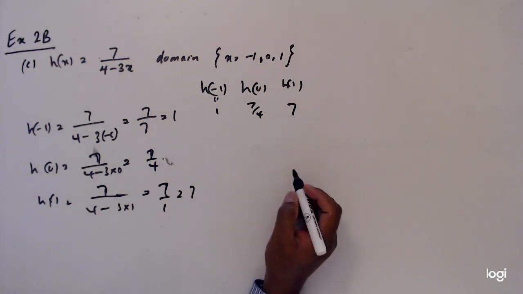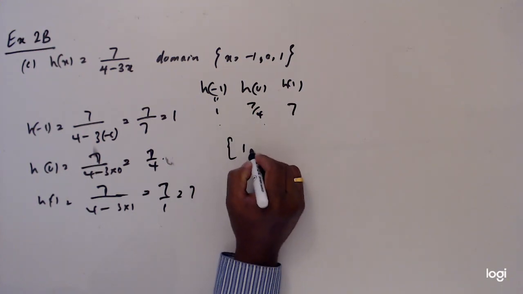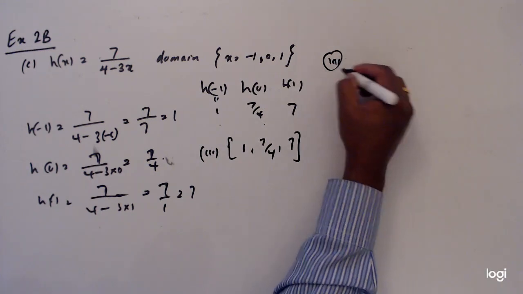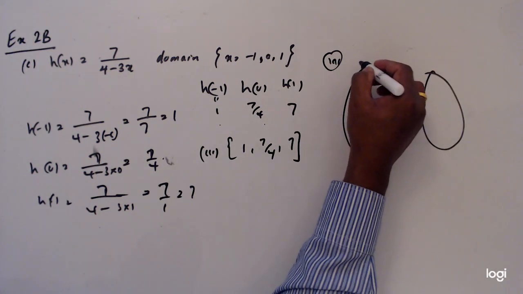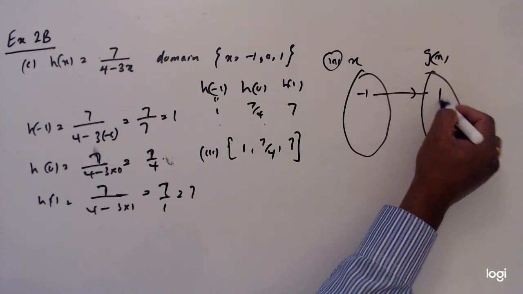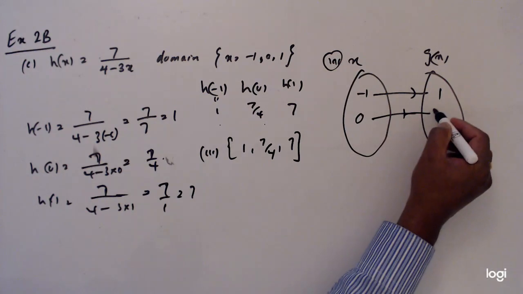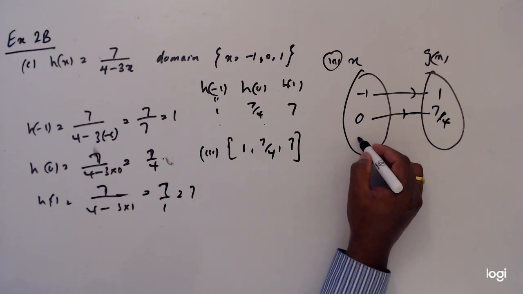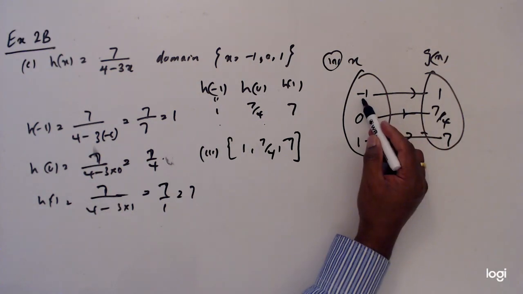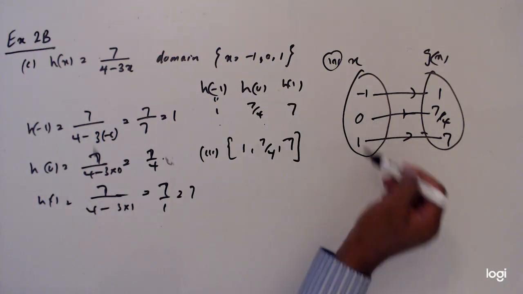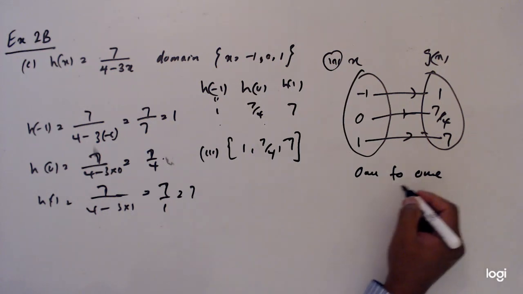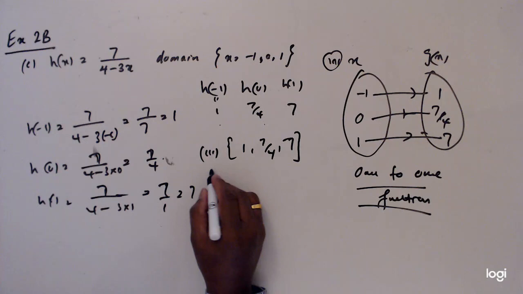Now, there is no repeated number, so the range is going to be 1, 7 over 4 and 7. So the mapping is, it is clear that, this is x and this is h(x). Minus 1 goes to 1, 0 goes to 7 over 4, and 1 goes to 7. So one input, one output, exactly. One output for each input. So this is 1-to-1, and this is a function. And the range is going to be this one.